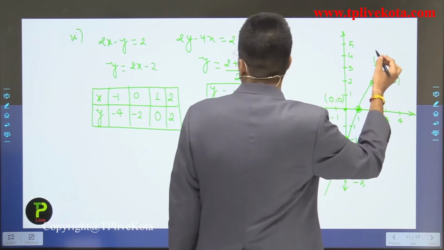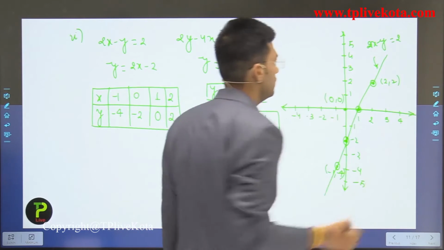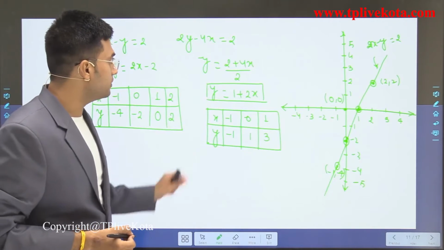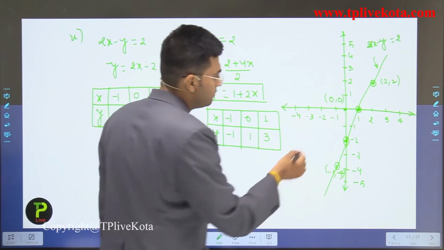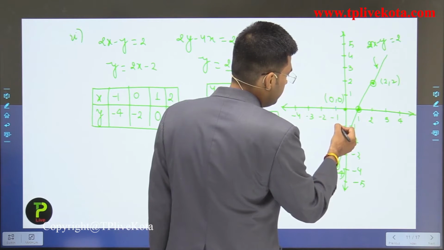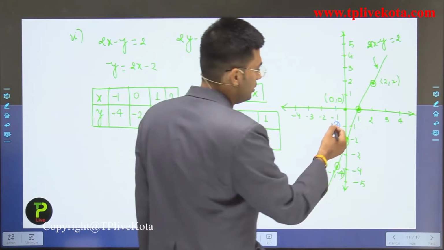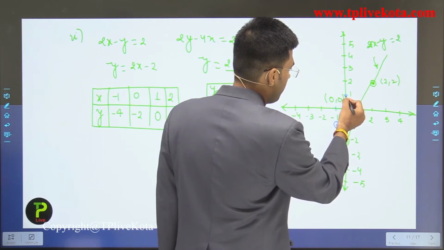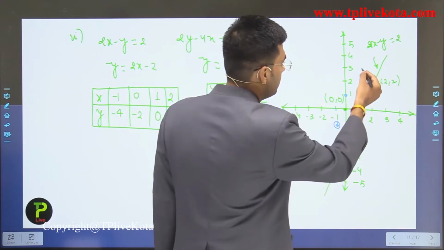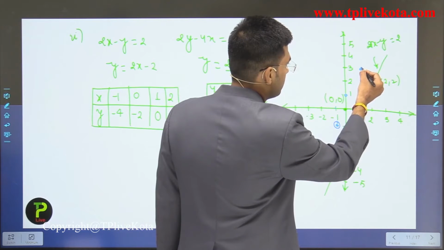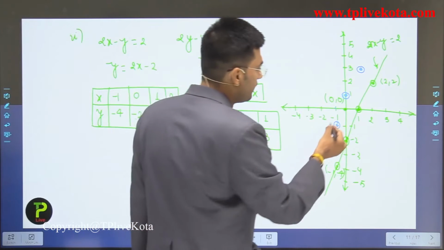This is the line of the equation 2x minus y is equal to 2. Now let's draw the line of this equation. The points are -1 comma -1, next is 0 comma 1, next is 1 comma 3. These are the points of this equation, and when we join them, what will we get?